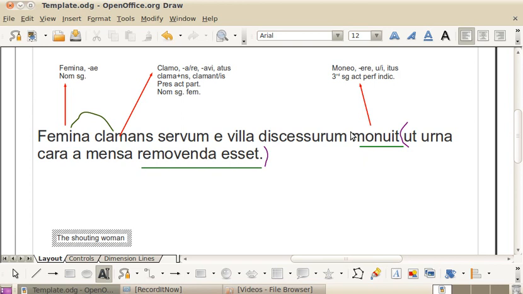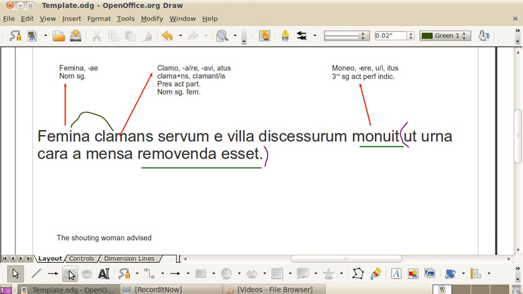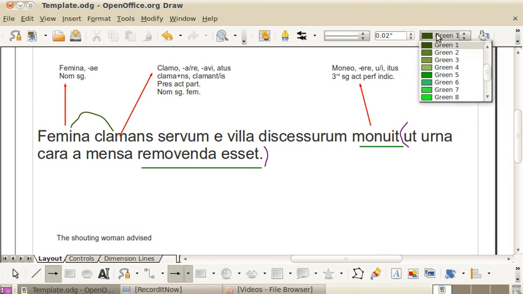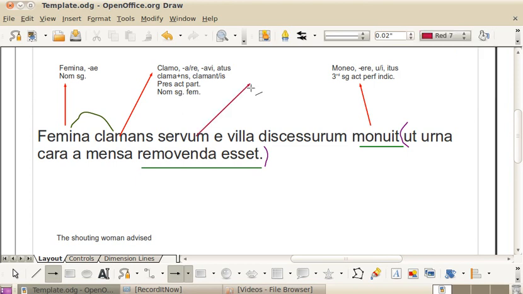Monoid means to advise or to warn, and it's in the perfect tense. So the shouting woman advised. Okay, and we're going to look for a direct object. So let's proceed to identify words in our sentence. May as well stick with red for these arrows here, but here's red number 7. Makes it a little more interesting.